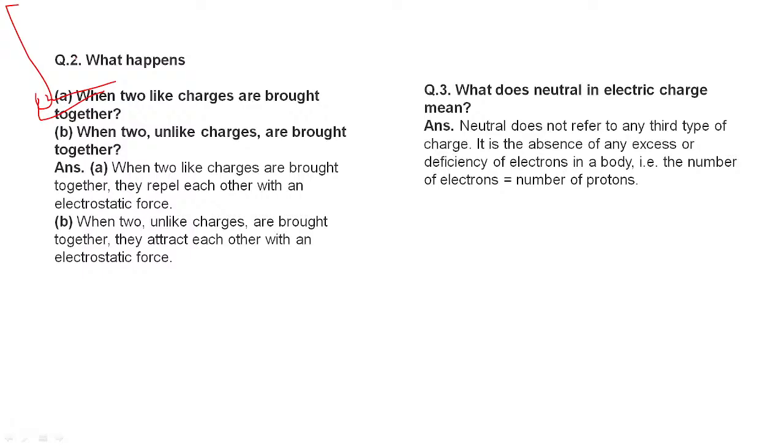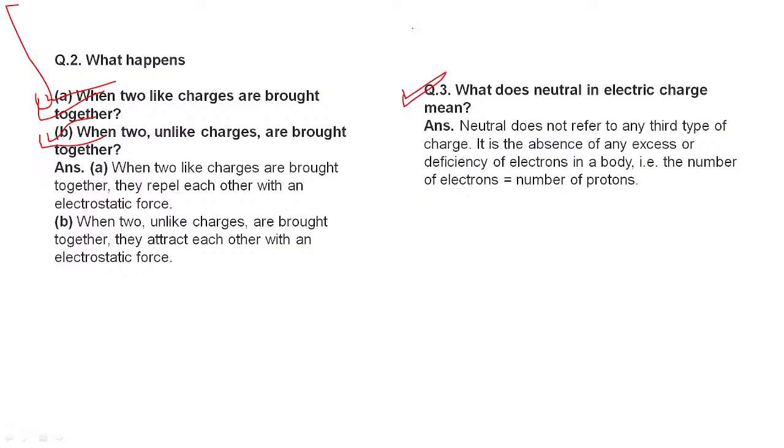When two like charges are brought together, जब दो सेम चार्जेस को एक साथ लेकर आया जाता है तो क्या होता है? When two like charges are brought together, they repel each other with an electrostatic force. अगर हम अनलाइक चार्जेस को लेकर आए साथ में तब क्या होता है? Unlike मतलब opposite charge. When two unlike charges are brought together, they attract each other with an electrostatic force. You understood what I'm saying?